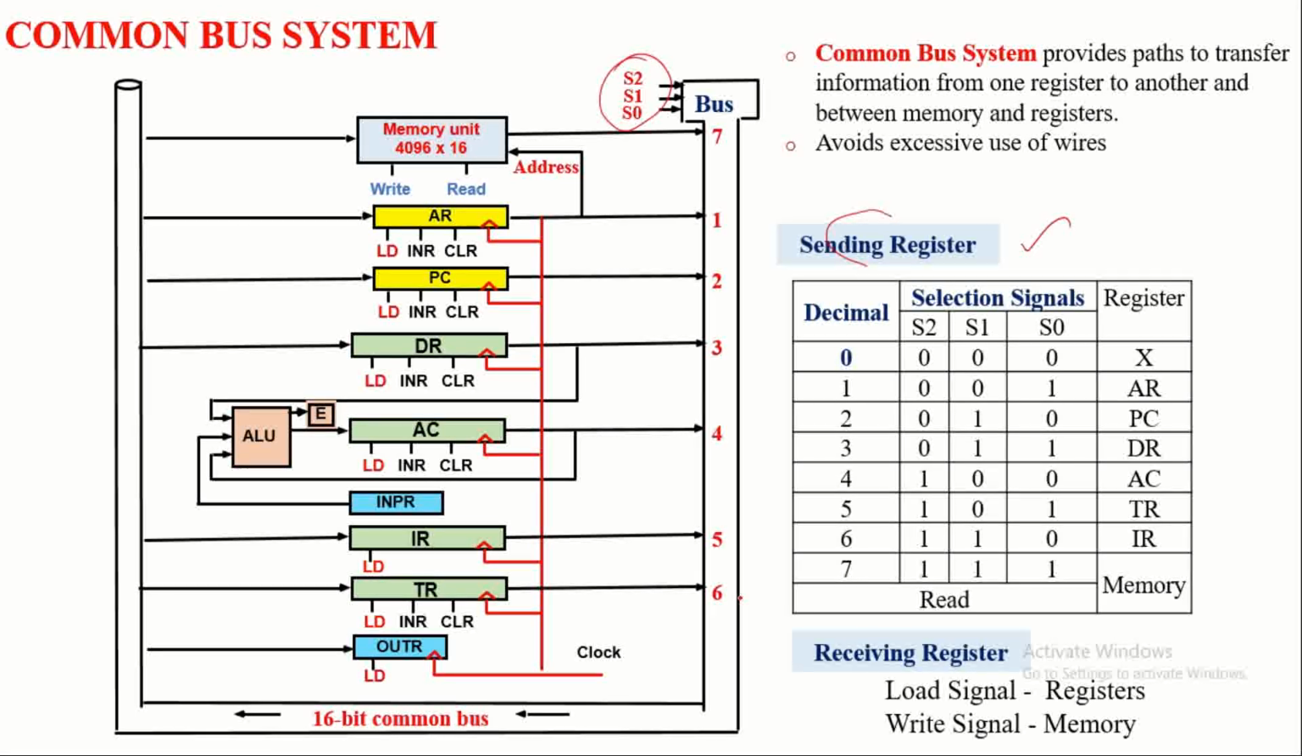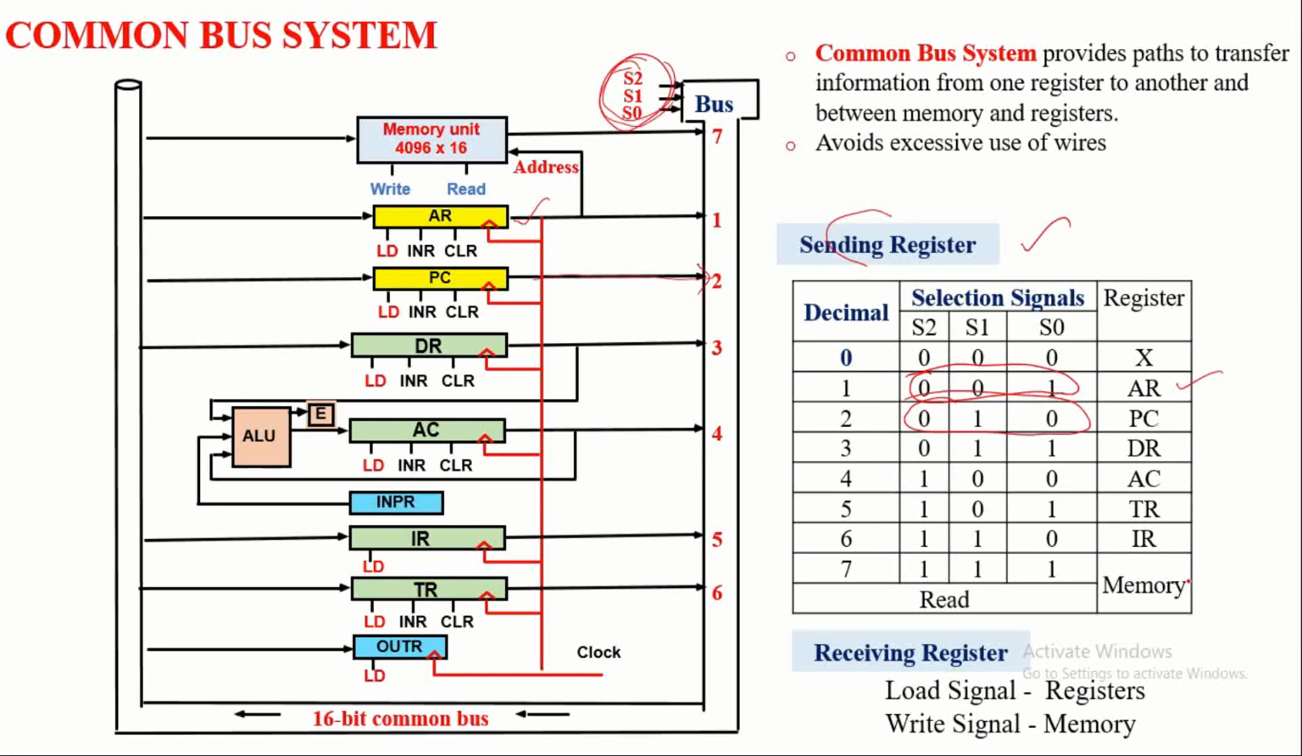Here you can notice in the common bus system the numbers present along each register and the memory unit. These numbers are the decimal equivalent of the binary values of the selection signals. Suppose the selection signal values are 001, then the address register has to transfer its information. And if the selection signal values are 010, then the program counter register has to transfer its information. Similarly, the other registers also transfer their information based on the selection signal values.